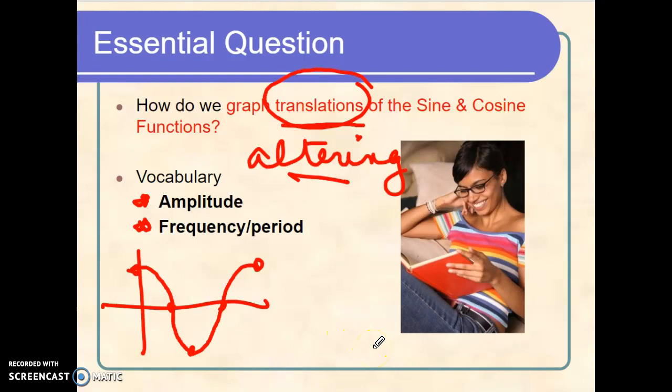So when we think about amplitude, what's happening is, when we make a change like that, it's going to change the height or the maximum or minimum values.